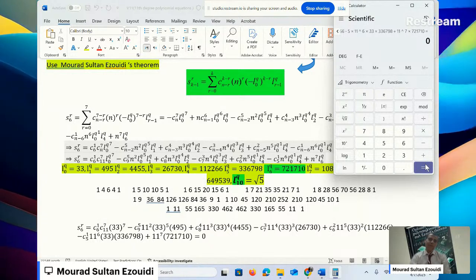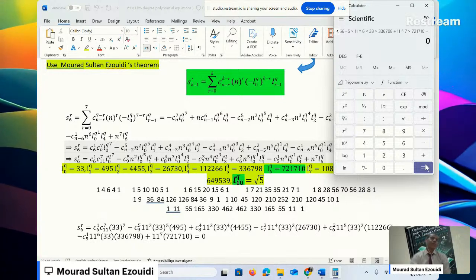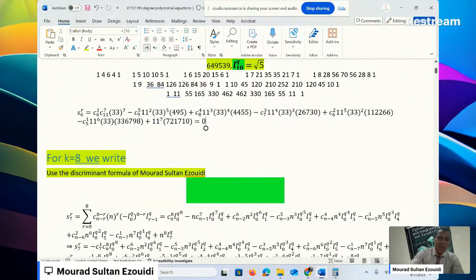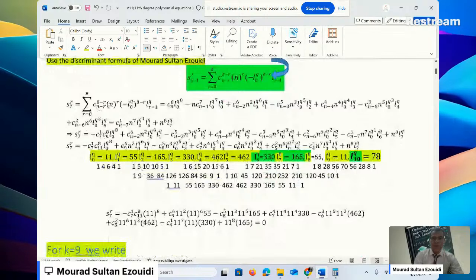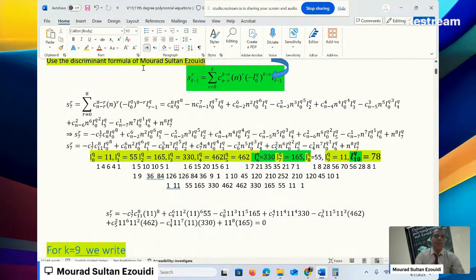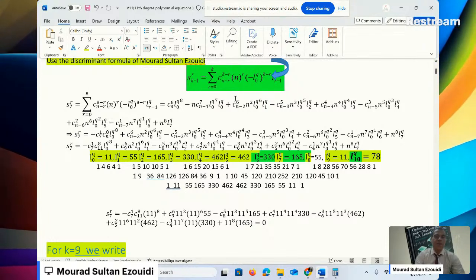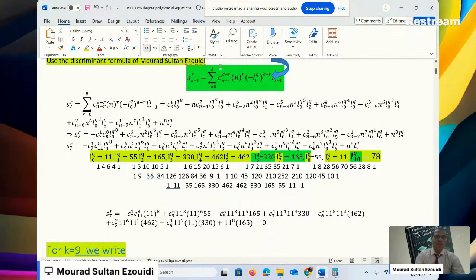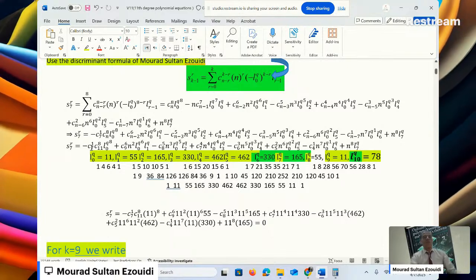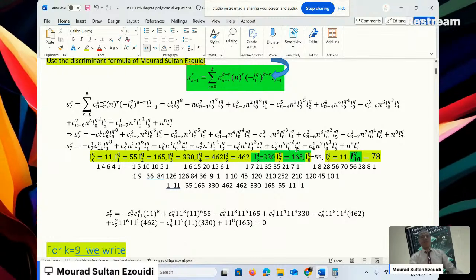Okay? Okay. We continue. I want to find a 7. To find a 7, we will use this formula. Means you are going to put k equal to 8 in the discount formula or the theorem of Mr. Ezouidi, and you obtain this 7 is equal to this. Okay? After writing it in Excel term.